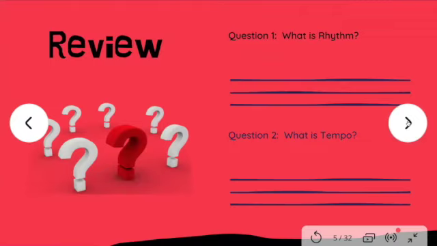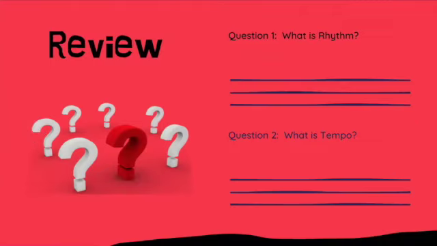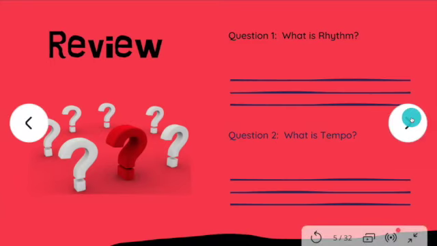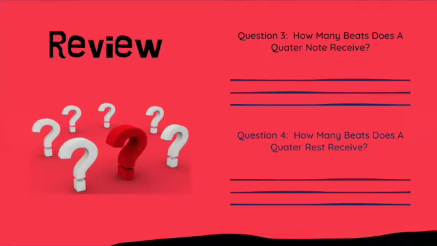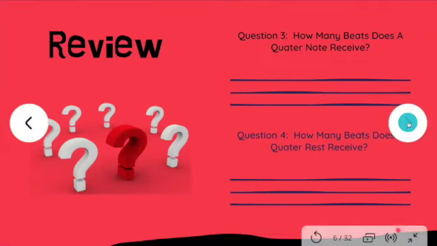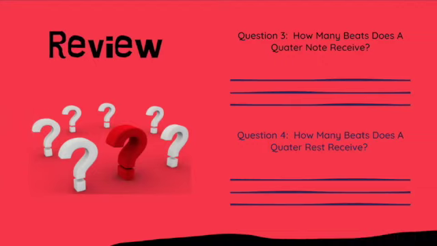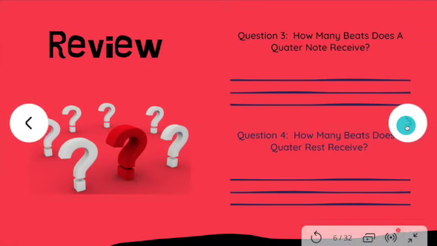All right, so what is rhythm? The correct answer is that rhythm is the constant pattern of sound. What is tempo? Tempo is the speed of the music. Question 3. How many beats does a quarter note receive? Well, the answer is 1. How many beats does a quarter rest receive? Well, the answer is 1 beat of silence.